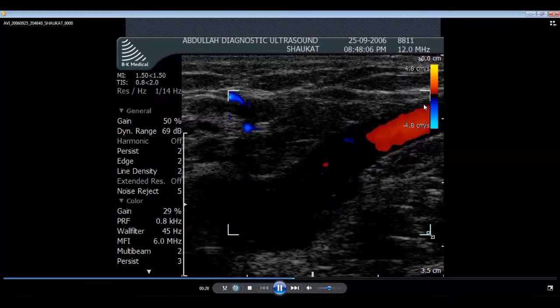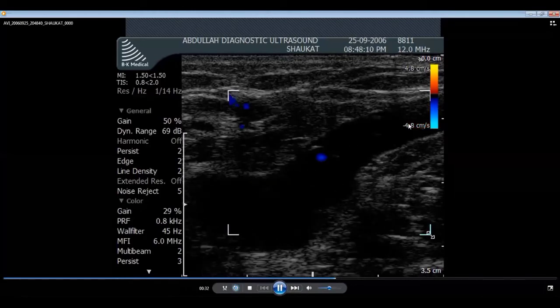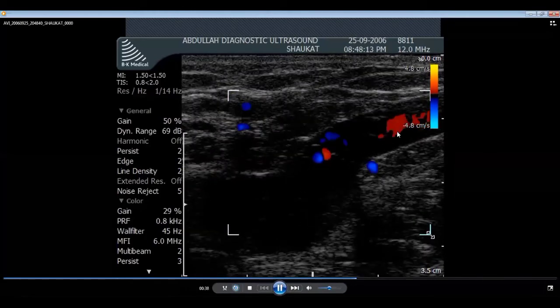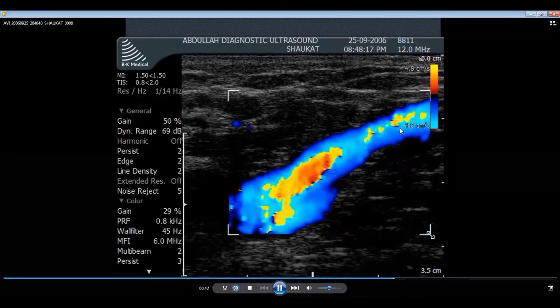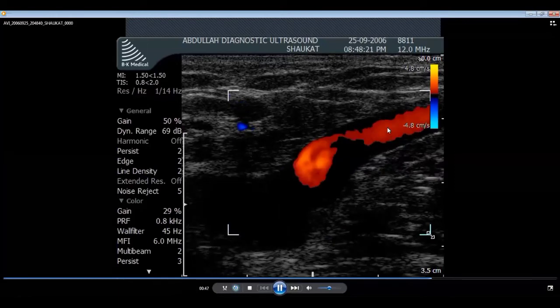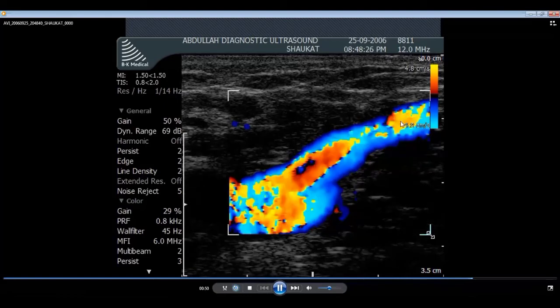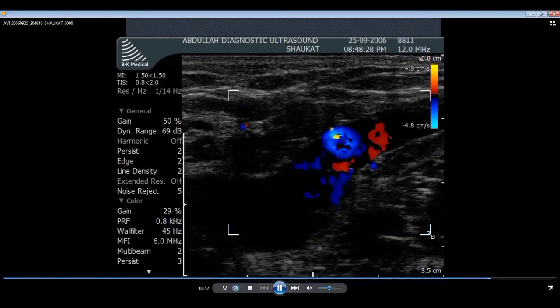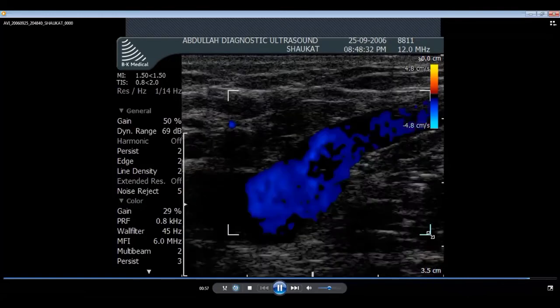There you see, Valsalva maneuver, and there is reflux of blood. This red color shows that, and again, when the patient starts breathing, it will come down. And again, you see, on Valsalva maneuver, there is reflux of blood. And then they stop pushing the abdomen, so it becomes normal.